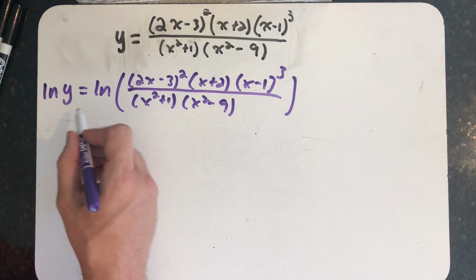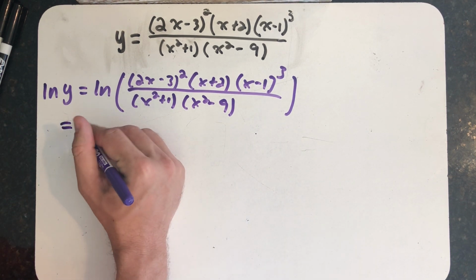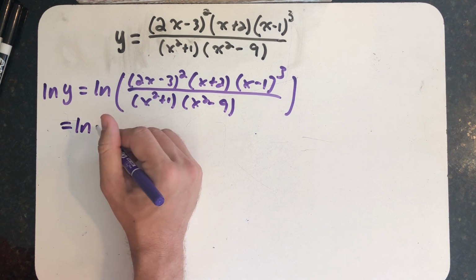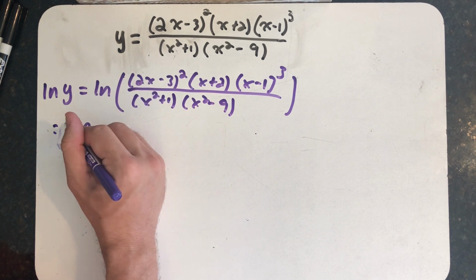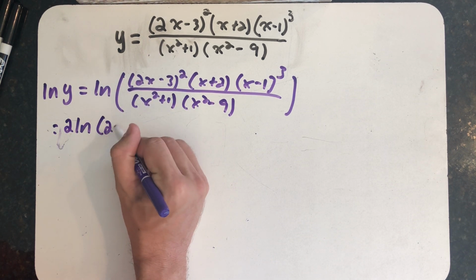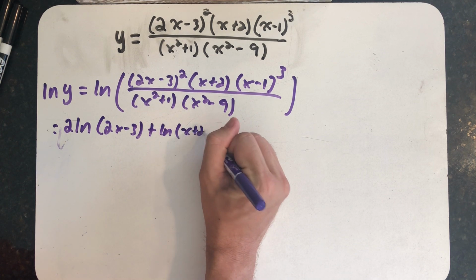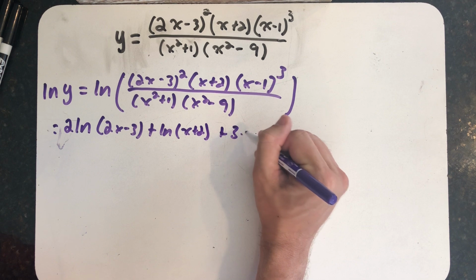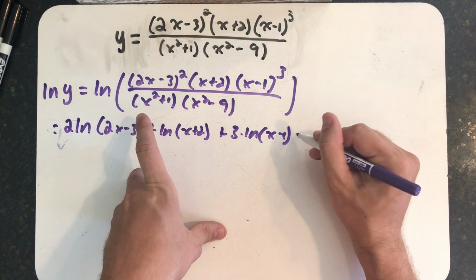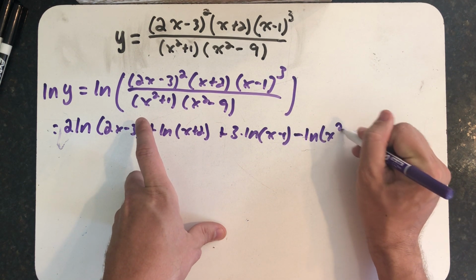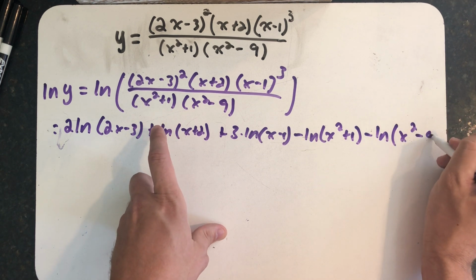So now I have the natural log of y is equal to this, and I want to expand the right-hand side. So the natural log of y is equal to the natural log of, and let's see, on the top, I take the natural log of this, but I have two of those because I can pull that out front, plus the natural log of x plus 2, plus 3 times the natural log of x minus 1. And then from the bottom, I have minus the natural log of x squared plus 1, and minus the natural log of x squared minus 9.